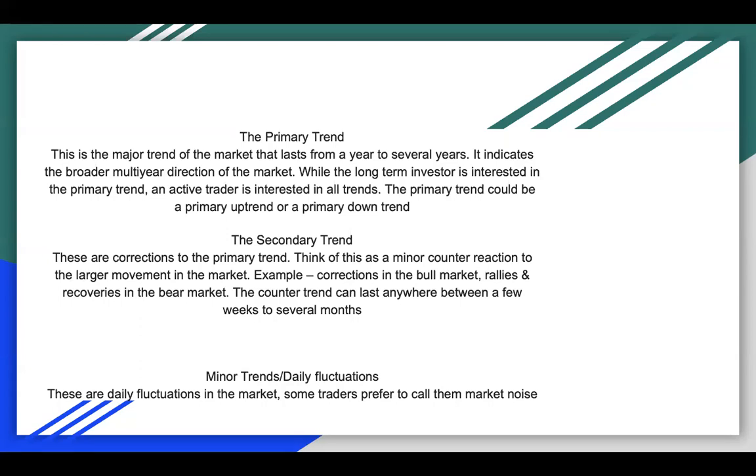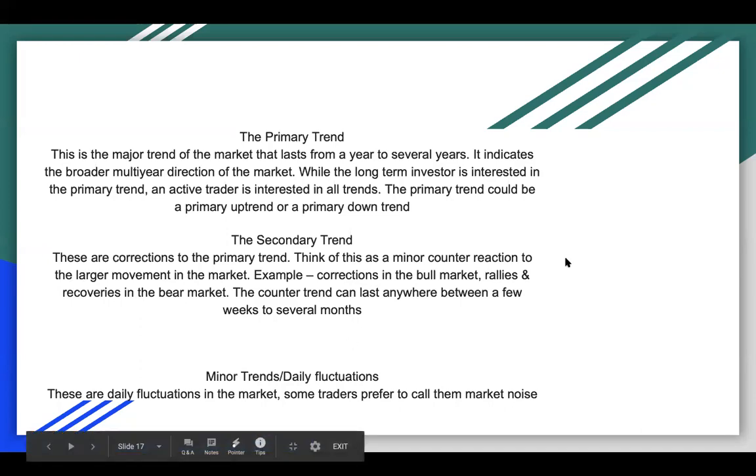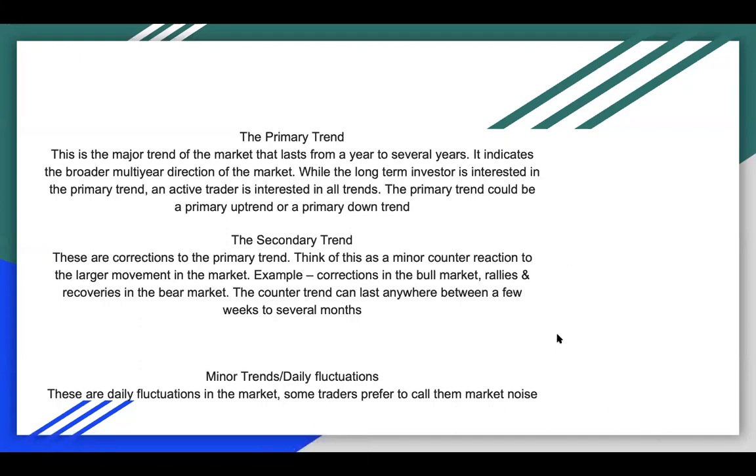The secondary trend. These are corrections to the primary trend. Think of this as a minor counter reaction to the larger movement in the market. Example, corrections in the bull market, rallies and recoveries in the bear market. The counter trend can last anywhere between a few weeks to several months. Now, minor trends. These are the daily fluctuations in the market. Some traders prefer to call them market noise.